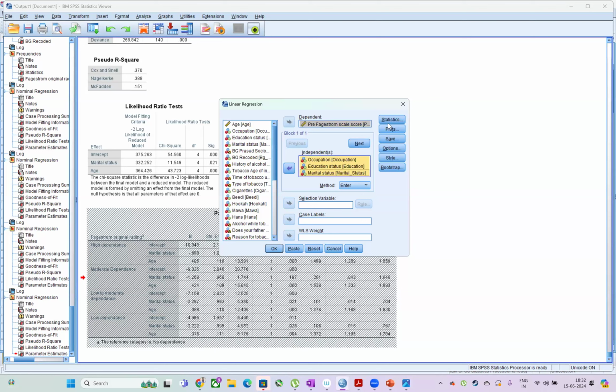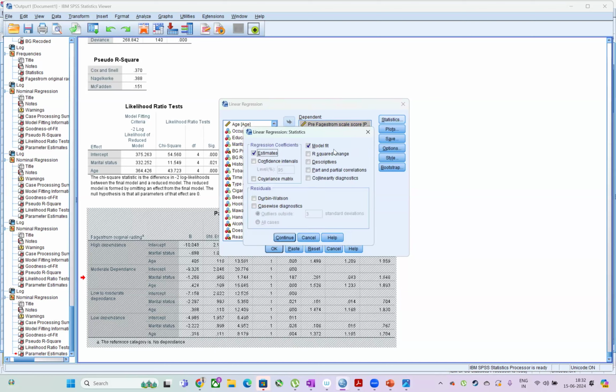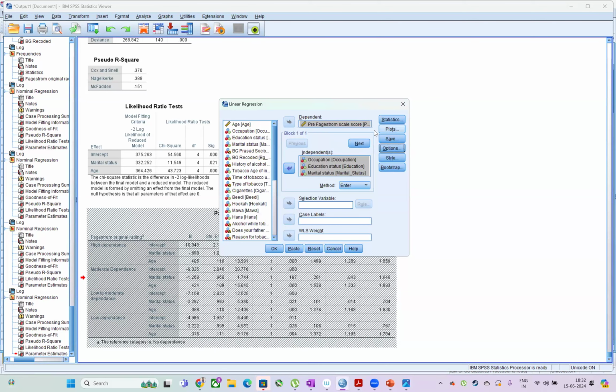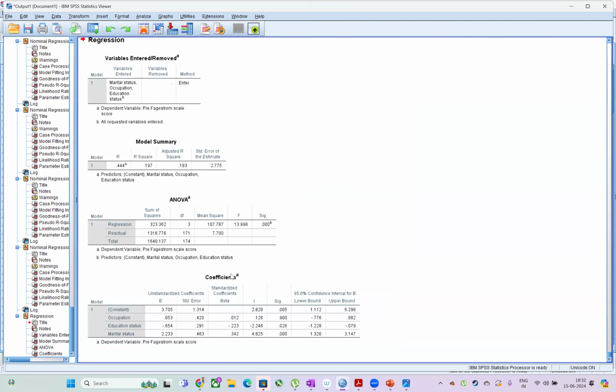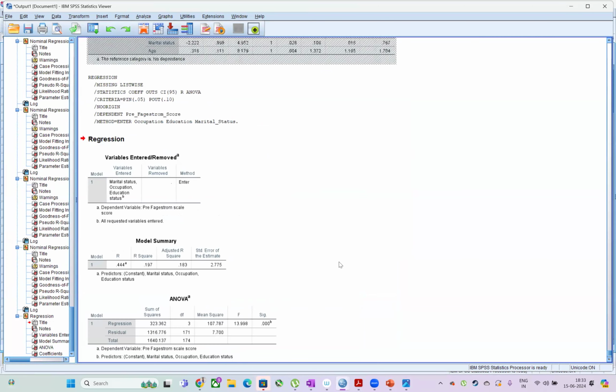In statistics, you can have collinearity, variance inflation factor and all. We don't have time to deal with those. We will just click on the confidence intervals. In this also, we don't have time to check over this, and I'm going to click OK. So this is a little confusing and it is difficult for you to understand.